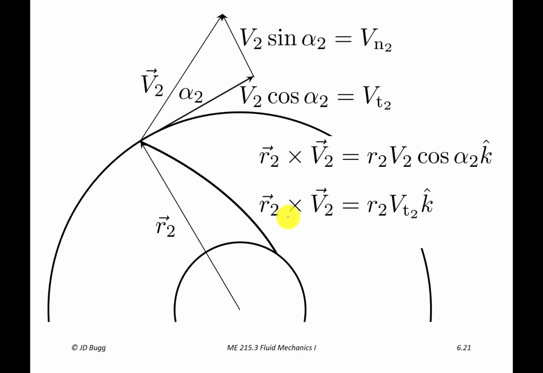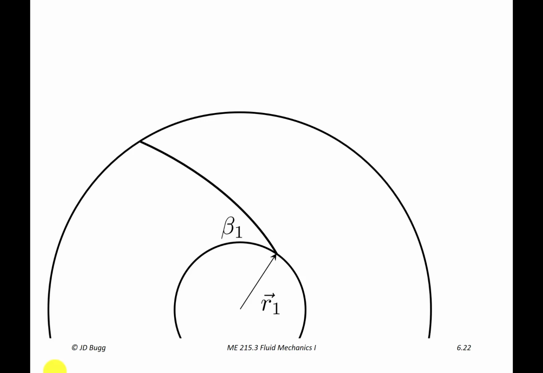So R2 cross V2 is R2 times the tangential velocity at point 2, and that's in the k hat direction. So next, we want to do exactly the same thing, but at the inlet. Here, the impeller blade will make an angle beta with the circumference of the circle. R1, of course, is the position vector to the inlet position there.